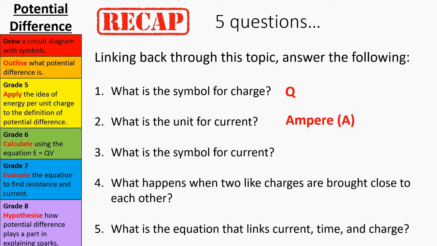Question 3, what is the symbol for current? It's I, capital I. Question 4, what happens when two like charges are brought close to each other? Well, a like charge means that it's positive and positive, or negative and negative, and when those are brought close to each other, they repel. And finally, what is the equation that links current, time, and charge? From the previous lesson, you should know that that is now Q equals IT.